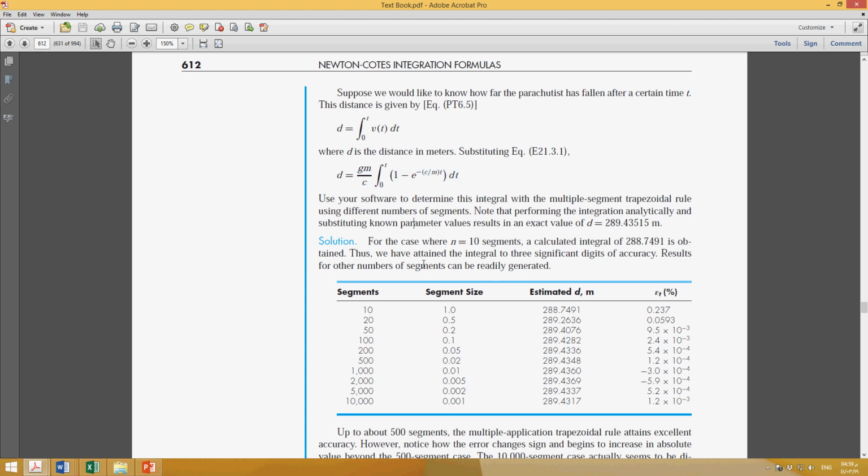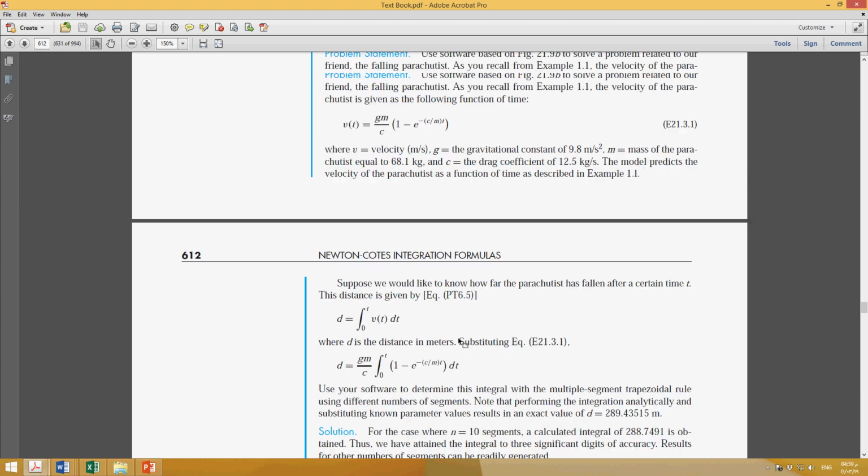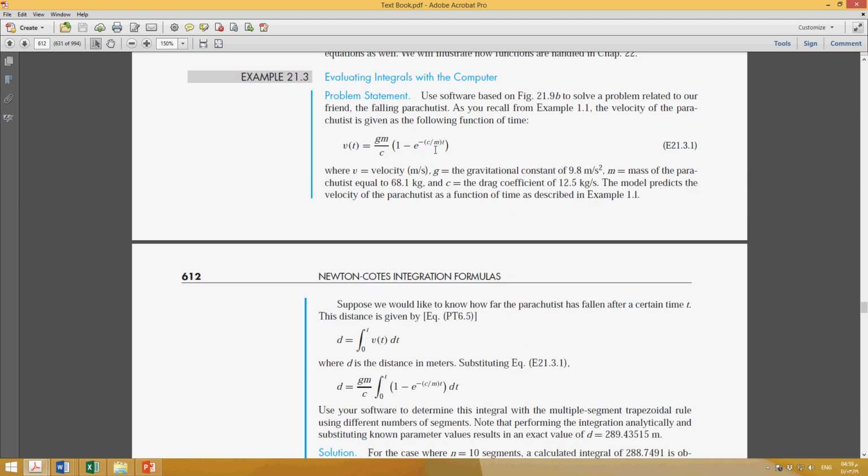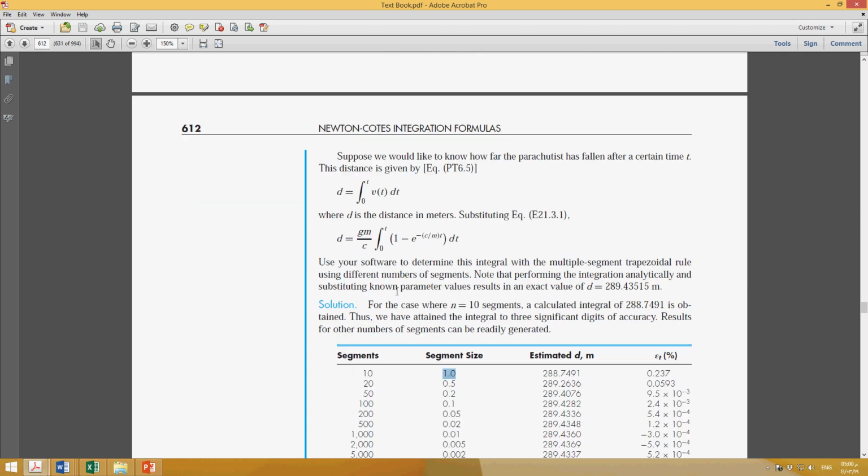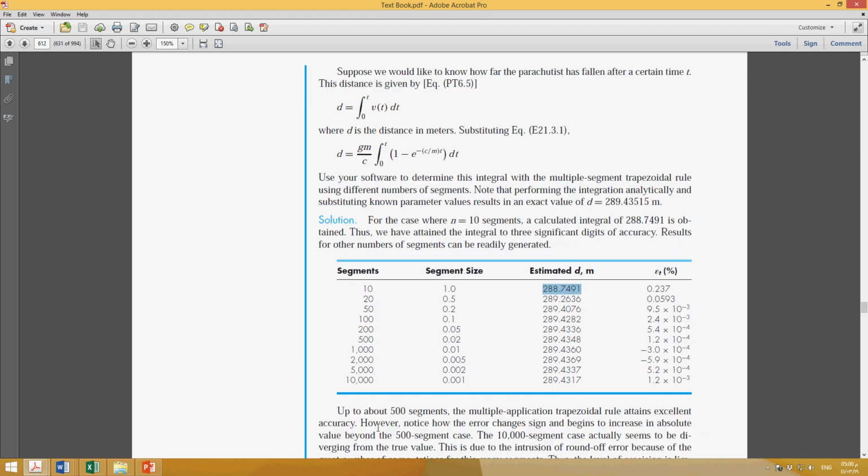So how can you solve it? You can use the trapezoidal rule. N is the number of segments, 10, the segment size is 1 second, and you put this 1 second in this equation and you will get 11 points, from 0 to 10. Then you sum them up and apply the trapezoidal rule, and you will get this value. The same thing you will get if you have 20, 50, and more points.